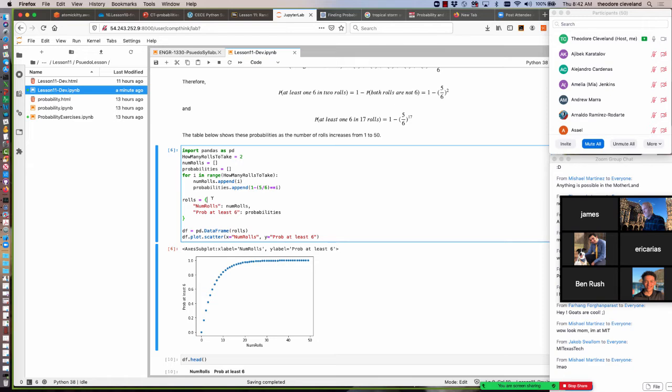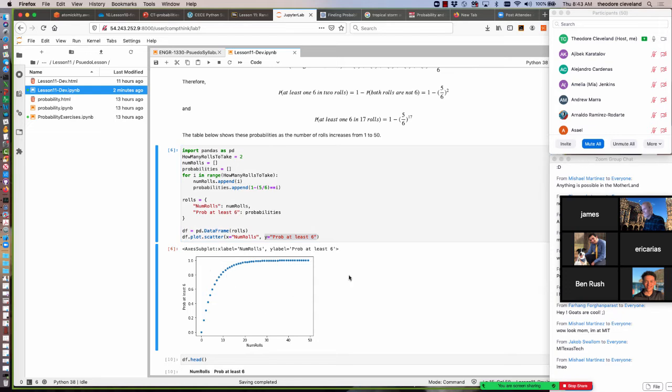Then we're going to use that to define a dictionary named rolls. One of the keys in the dictionary is going to be the number of rolls. The other key is going to be the probability of at least one 6. The number of rolls key is going to correspond to the number of rolls list, and the probability of at least one 6 key is going to correspond to the probabilities. We'll then take that dictionary and convert it into a data frame named df. And from that, we'll produce a scatter plot where the x-axis is the roll count and the y-axis is the probability of at least one 6.